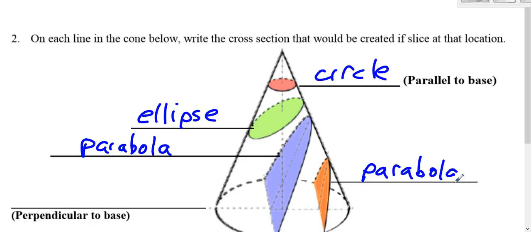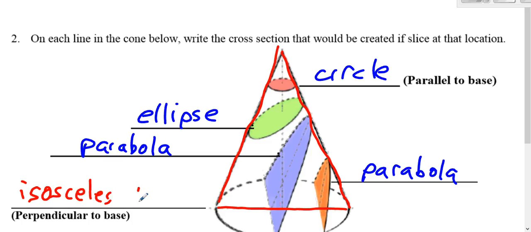And this last one's pretty difficult to see, but it says perpendicular to the base, and we're coming straight down through it. So perpendicular to the base, straight down through it. I'll highlight it. You get an isosceles triangle.